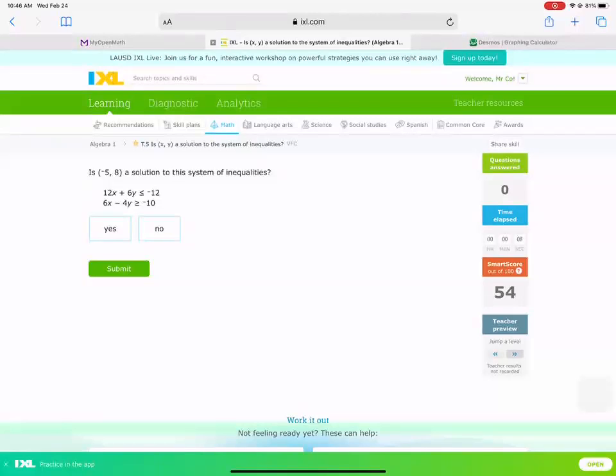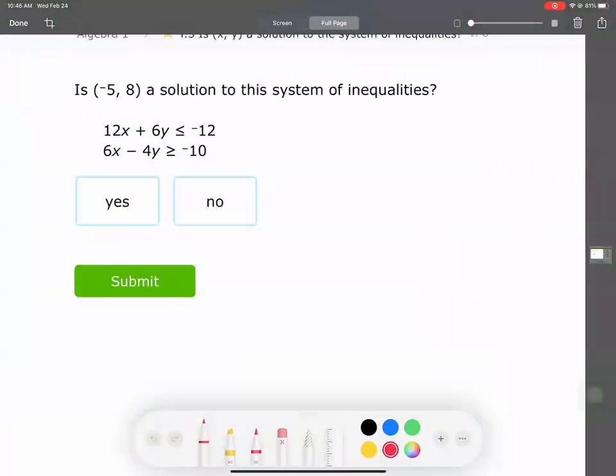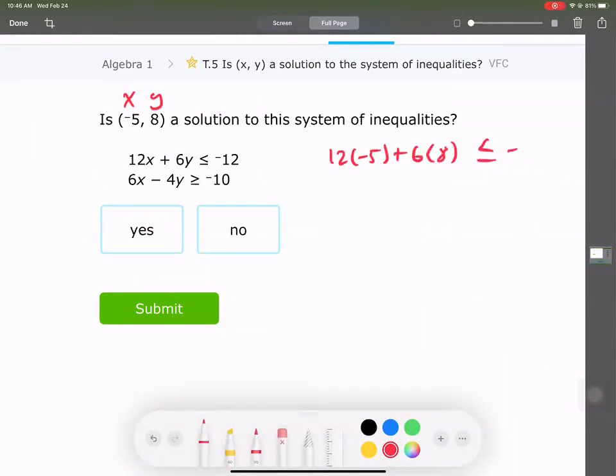Okay, let's do something a little harder here. So the problem looks a little tougher, but we're testing if this is true. Is the point x negative 5 and 8 y being y, would that be true? So 12 times negative 5 plus 6 times 8, would this be less than or equal to negative 12? Would 6 times negative 5 and negative 4 times 8, would this be greater than negative 10? I don't know. And you can use a calculator on this, but you have to first set it up. To show work, you must set it up.